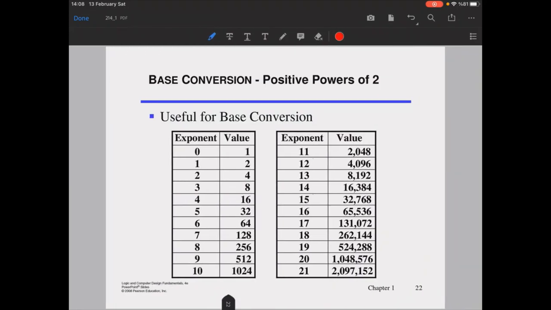And for base conversions, it is useful to remember all of these powers of 2.